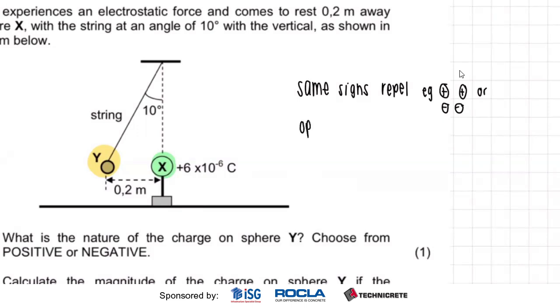And opposite signs attract. So if you put a plus and a minus together, then they will attract each other and pull each other closer towards each other. When they're repelled, it means that they're pushing each other away from each other.